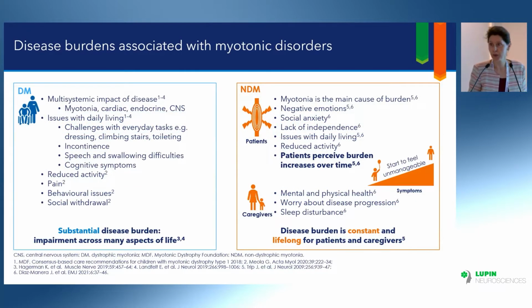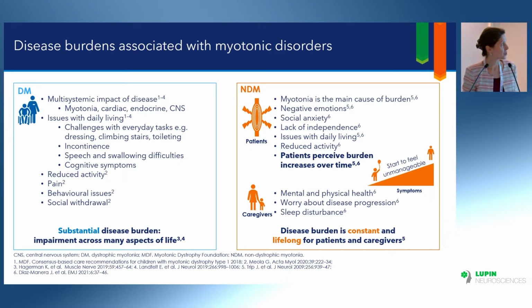There is quite some disease burden associated with myotonic disorders. In myotonic dystrophy, there is clearly a multisystemic impact of the disease with myotonia, cardiac problems, endocrine involvement, and also central nervous system involvement. There are clearly issues with daily living. The patients have challenges with everyday tasks, often incontinence, speech and swallowing difficulties, and cognitive symptoms. There is a reduced activity. In some patients, especially DM2, we will have pain as a symptom. There are behavioral issues and social withdrawal. So in the myotonic dystrophies, there's a clear substantial disease burden with impairment across many aspects of life.